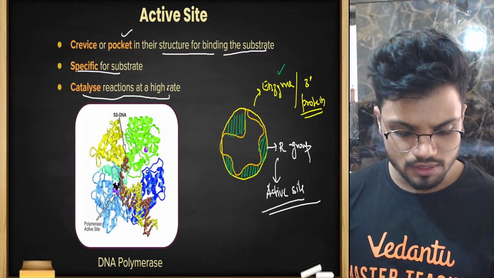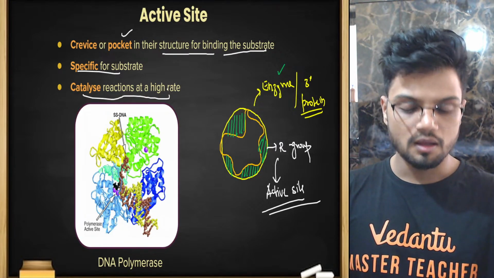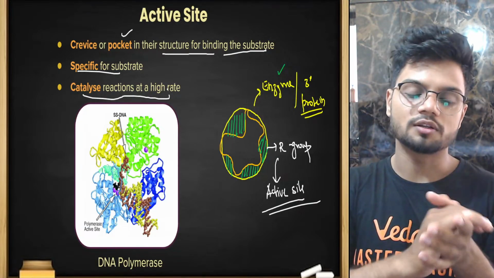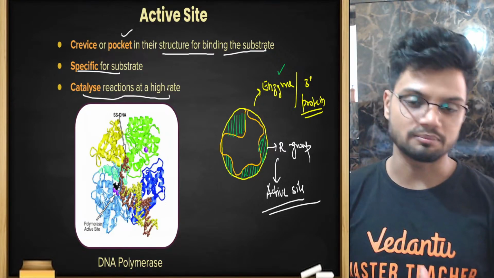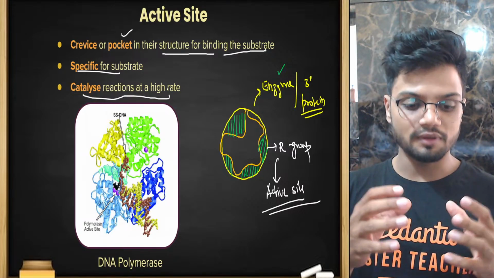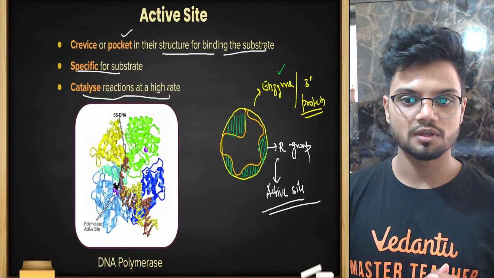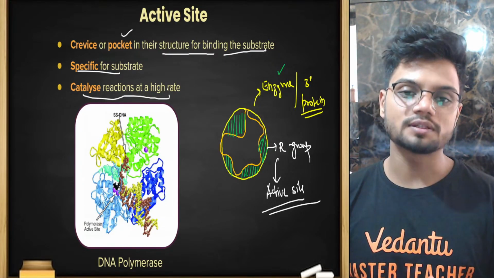And remember, students, always remember this concept. An enzyme will never go and bind to the substrate. In fact, a substrate will come and bind to the enzyme. I'll repeat again: the enzyme will never go behind the substrate. Enzyme is in high demand. All the substrates will come and join with the enzyme.